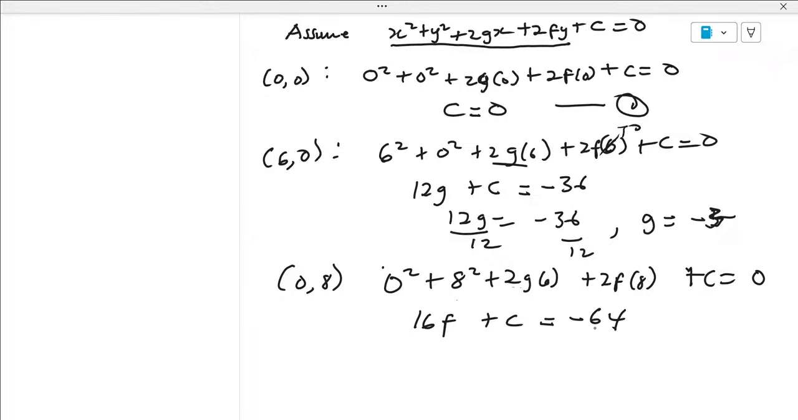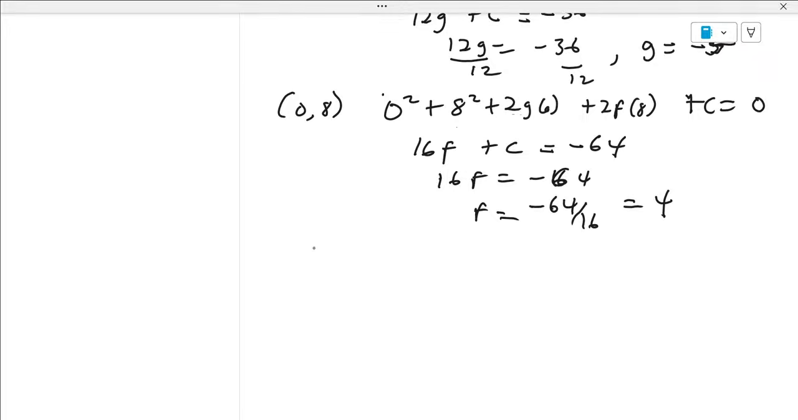Right. So if I divide through, because c is 0, I'm going to have 16f equal to negative 64. And now f will be equal to negative 64 over 16, and that will give us negative 4. So now we have f, and then we have j.